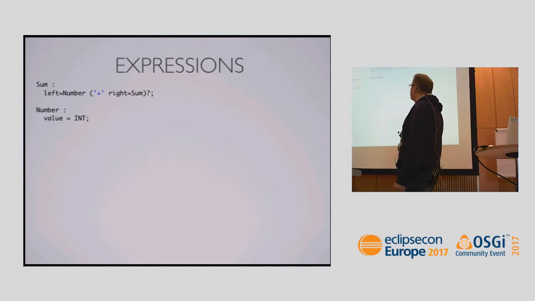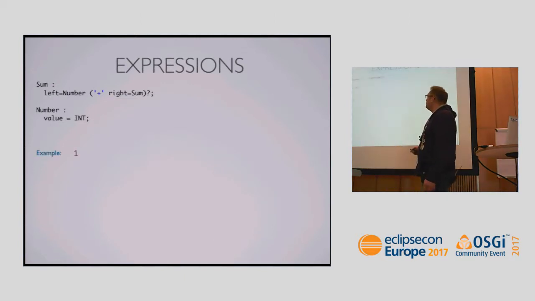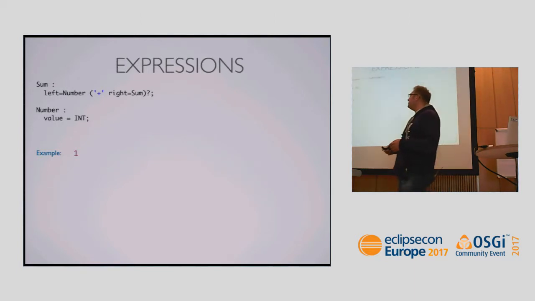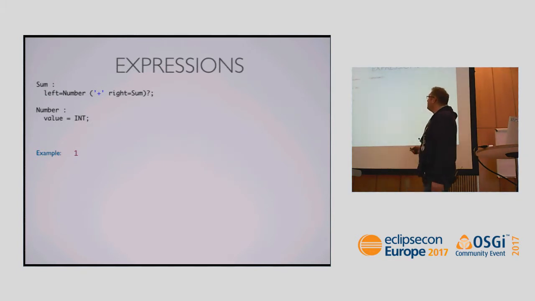So let's look at this example, how we could parse a sum. We have sum constructed of two parts. It's a binary expression. On the left side, a number, and on the right side, a sum, because you could again make sums of sums. If we feed our parser with just the number literal, what happens?